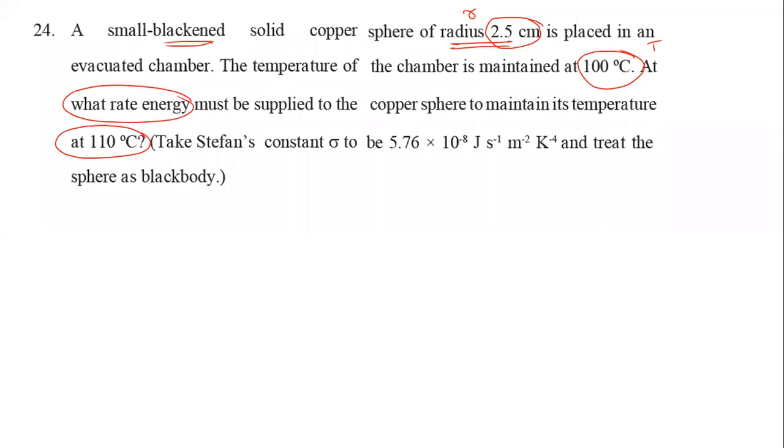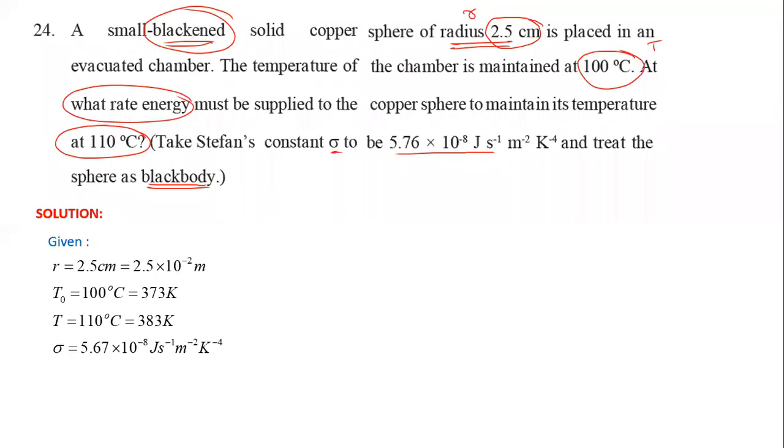110 degrees Celsius. Take Stefan's constant. Stefan's constant sigma is given. And treat the sphere as a black body. So we have to consider this body as a black body because this is a blackened sphere. Now we list all the given data. So this is the given: radius 2.5 centimeter, which we converted into meter.